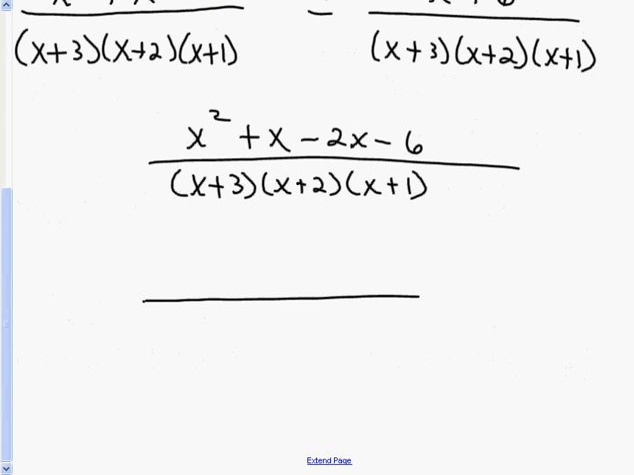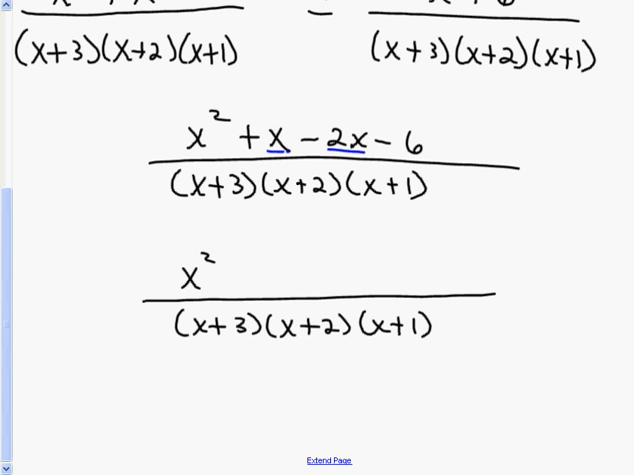Still just working on my numerator, so my denominator, I just keep writing that one down all along the way here: x plus 3, x plus 2, x plus 1. And when I combine like terms up top, I end up with an x squared, positive 1x, and negative 2x. That leaves me with negative 1x, or negative x, and then minus 6.